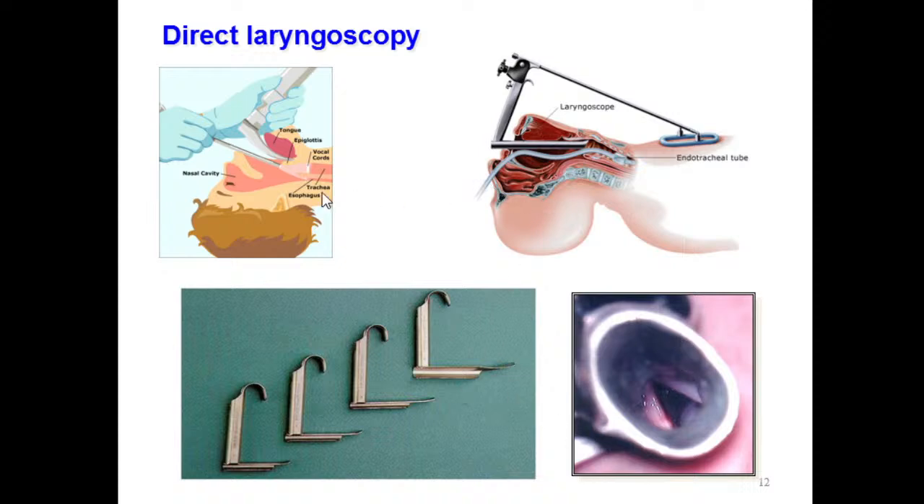Because to introduce this type of laryngoscope into the larynx, we need relaxation of the patient and artificial ventilation during this procedure. And why is it done? Because we see the larynx without any image, with our own eyes. So you can see the vocal cords, and here you can see the part of the tracheal intubation tube.